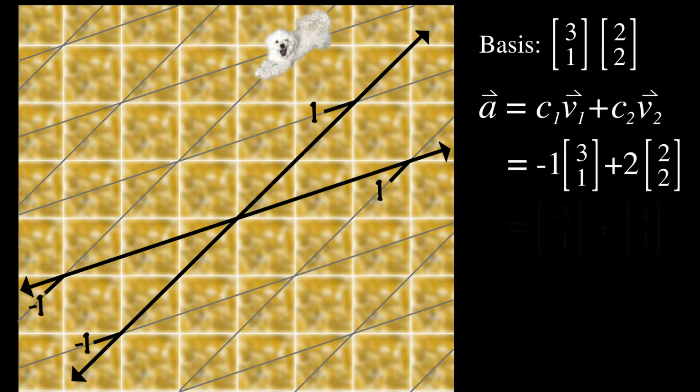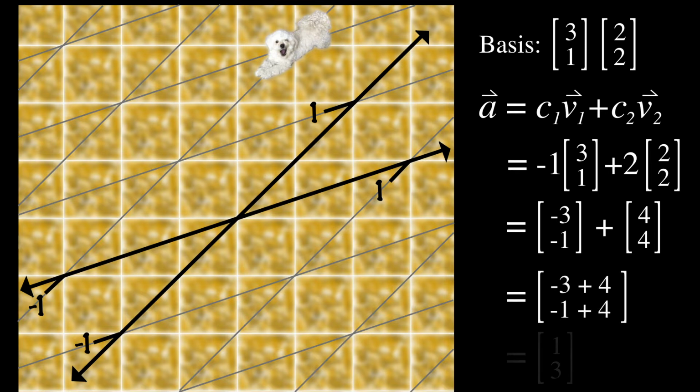Going back to Leo, we can see his position using this formula. In this basis, his position is -1, 2, but using the formula, we can calculate what this would be in the standard coordinates, 1, 3.